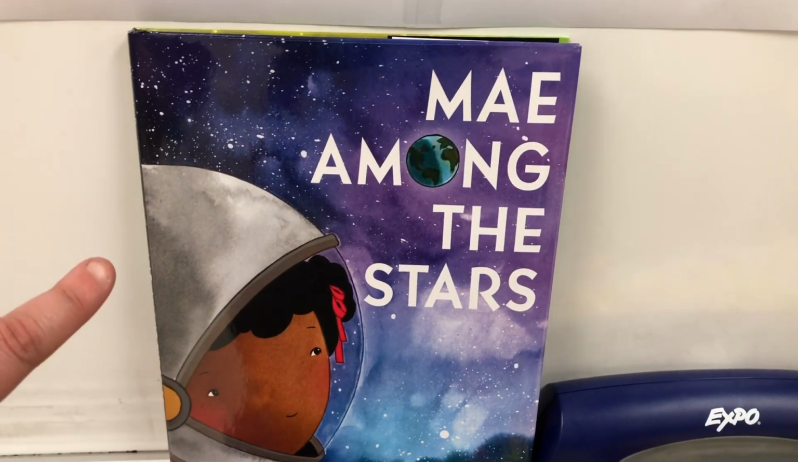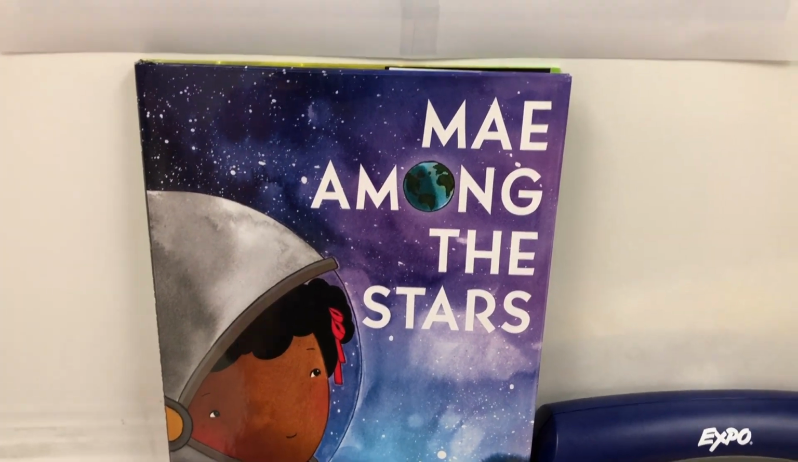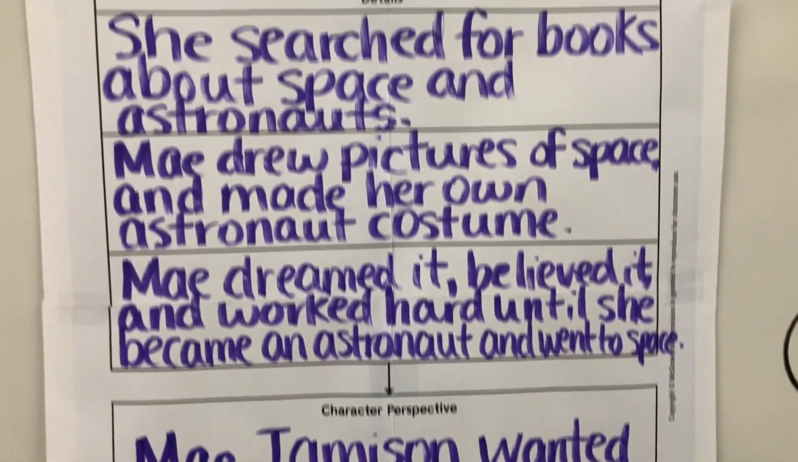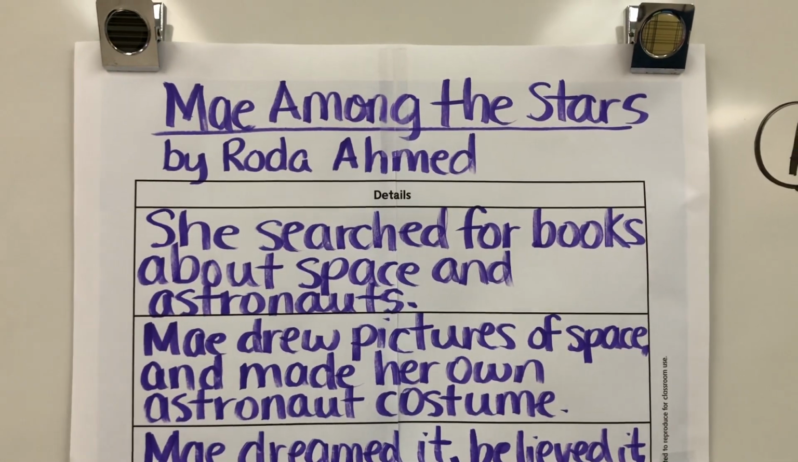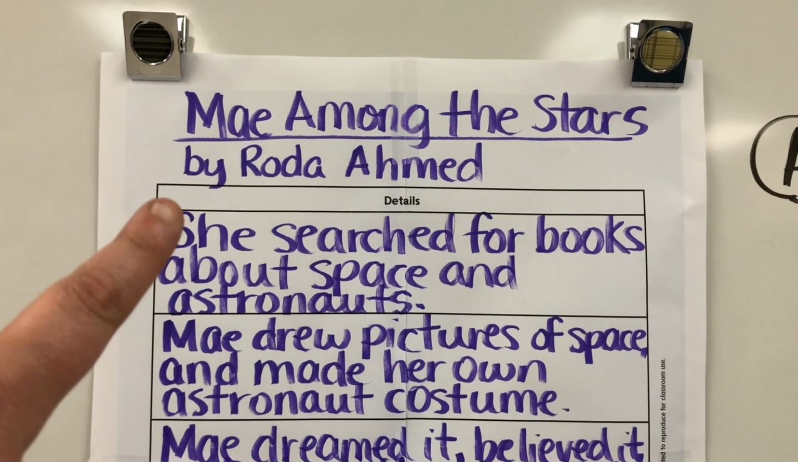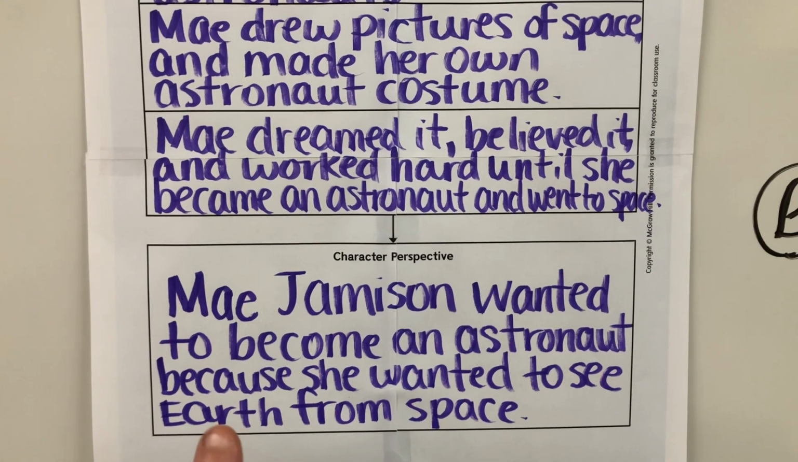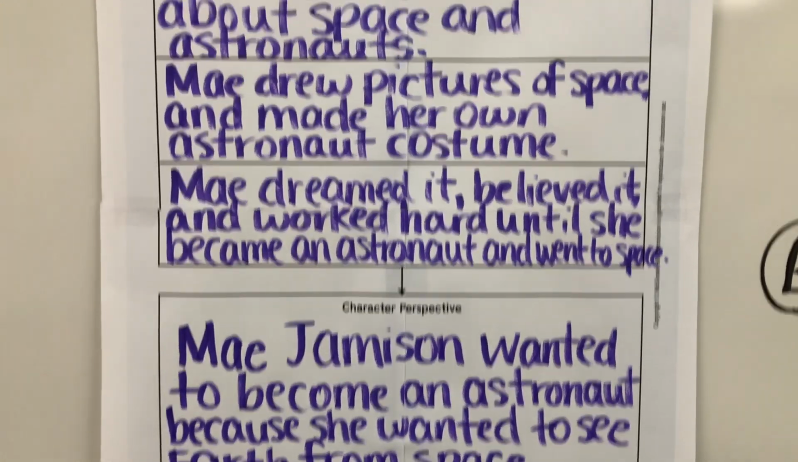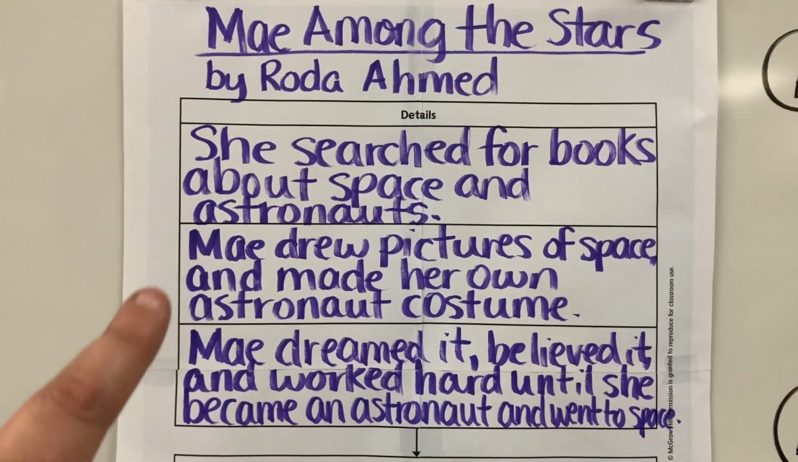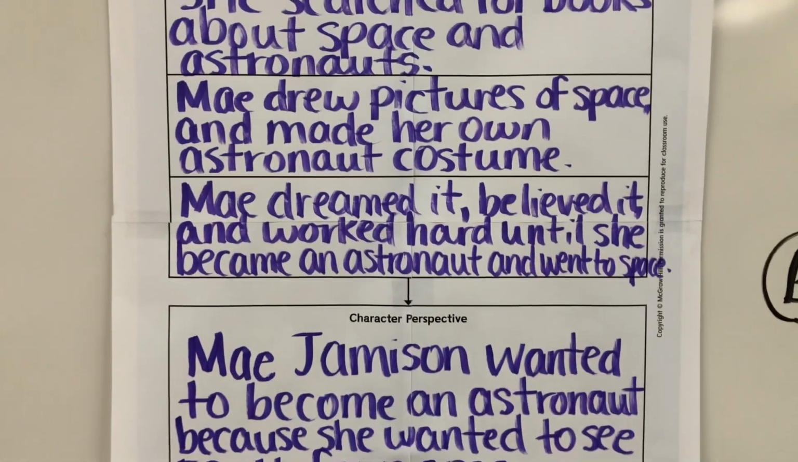But first, let me go ahead and show you the example of the graphic organizer that I did for the kids, and one or two examples of the ones that they worked on. So using this book that I read to the students on Wednesday, I went ahead and completed this character perspective chart. I did put the title up here with the author. And the perspective of this character is that May wanted to become an astronaut because she wanted to see Earth from space. And these were 3 supporting details from the text that supported that.